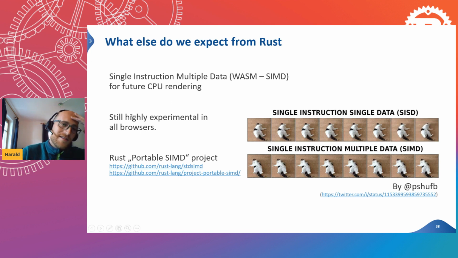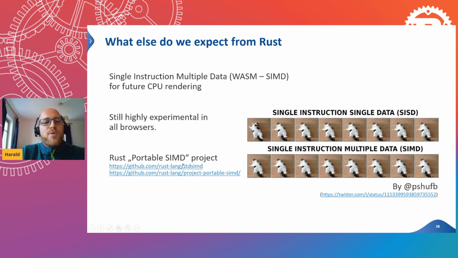This feature is still highly experimental in the browsers, but there already is a portable SIMD project from Rust, which might come in handy in the future. Portable SIMD means that the SIMD instructions are usually different if you have an Intel CPU or ARM or AMD CPU. So usually it's not really portable, and having a portable library where you write your SIMD code once and you can use it across operating systems and across different processor technology was always really difficult. So we are really looking forward to take advantage of this one.